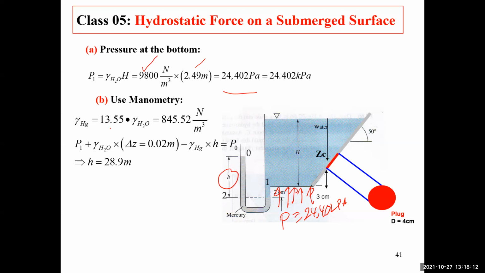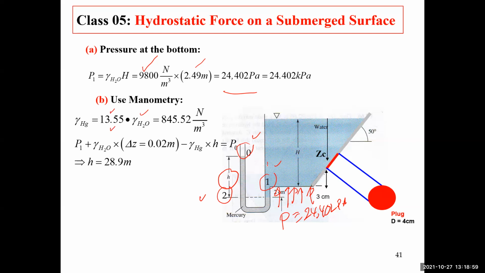And so I know that it's a mercury manometer. I know that the specific gravity of mercury is 13.55. I know that the specific weight of mercury is my specific gravity times gamma of H2O. So the specific weight of mercury is 845.52 newtons per meter cubed. I want to apply manometry for my manometer. The first step in always applying the point-to-point method is to label the different elevation points. So this is 1, 2, and 0.